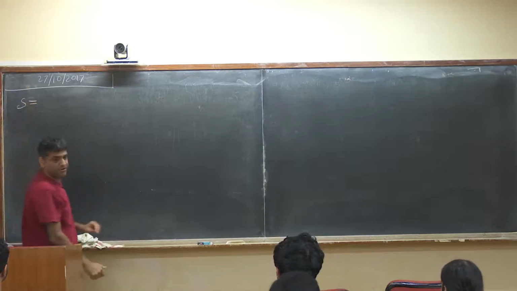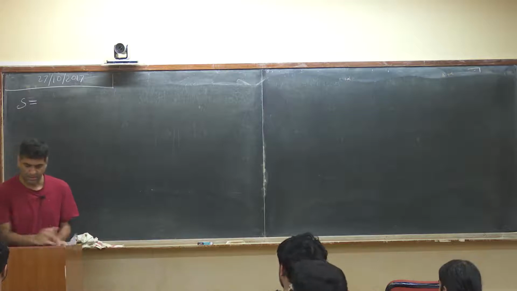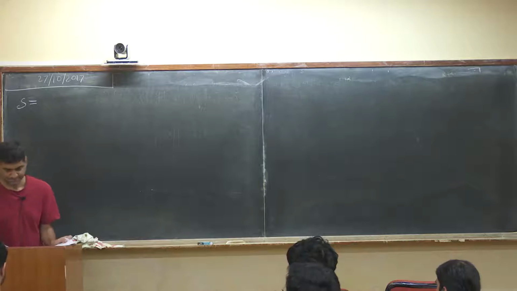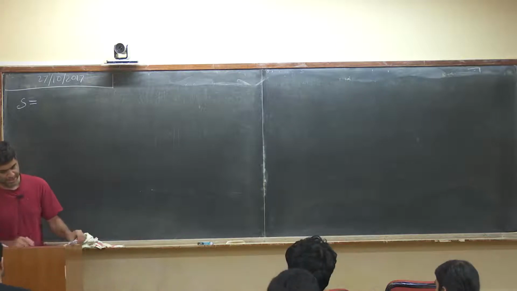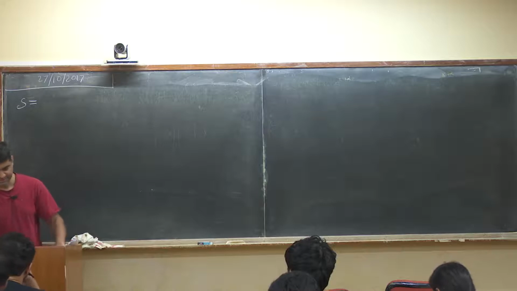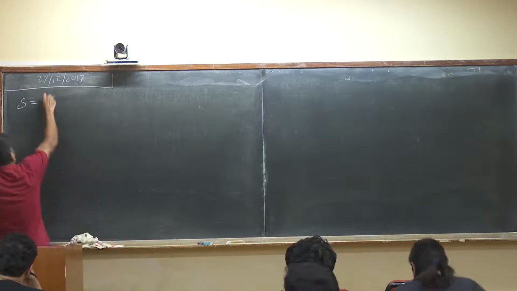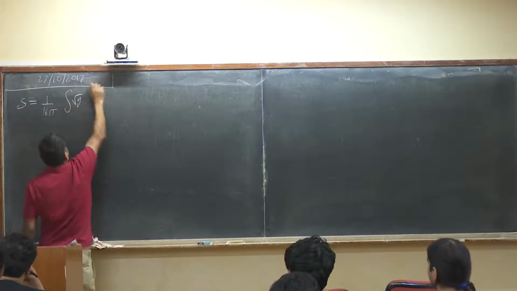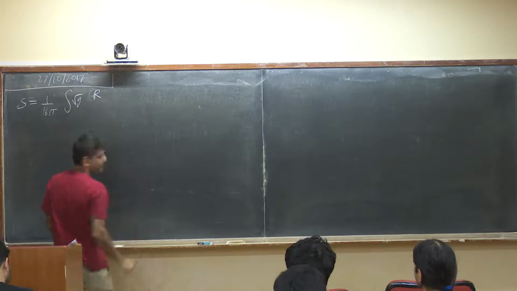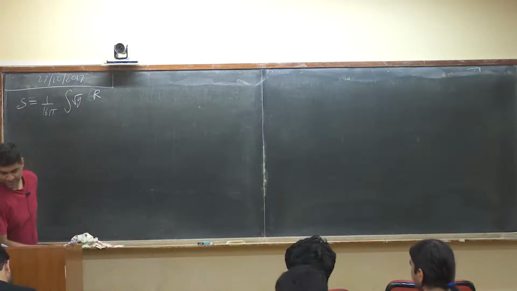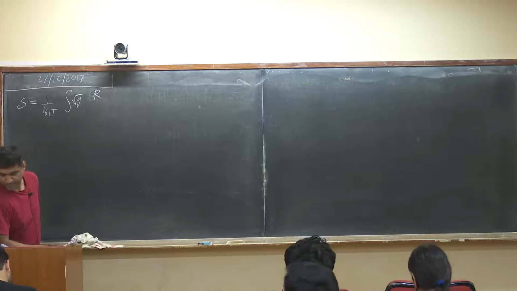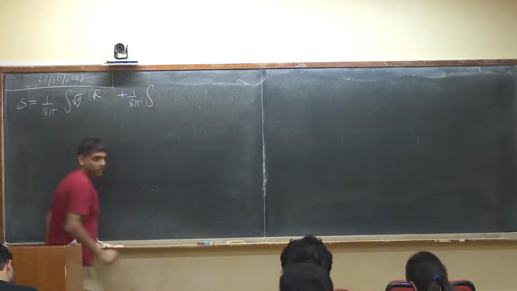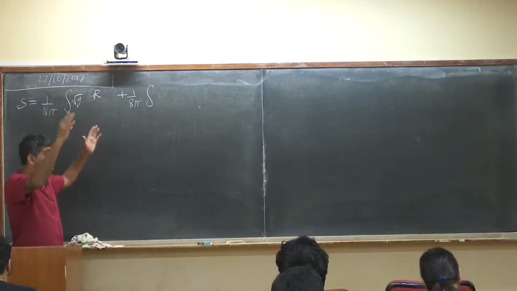The action of general relativity, and let me put some numbers now. Now this is a second pass. I'll try to do it a little more carefully. So the action of general relativity is defined as 1 by 16 pi integral square root g times R. And then we had the boundary term, which you might remember was plus 1 by 8 pi times the integral square root h.